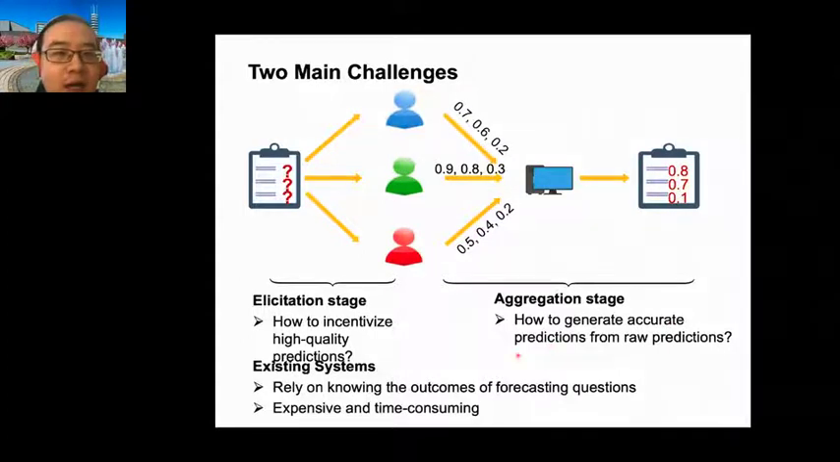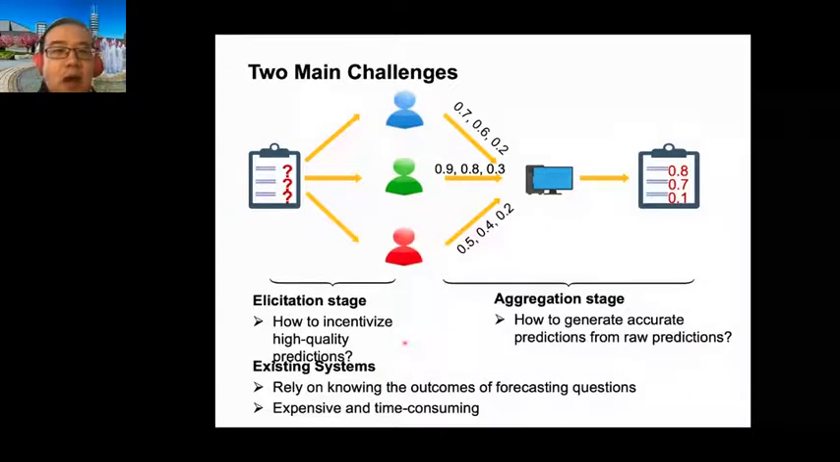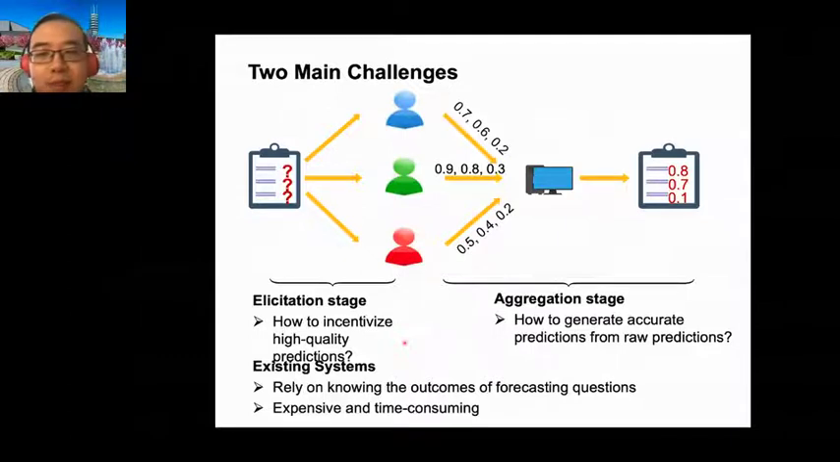When we know the outcomes of the forecasting questions, these two challenges are relatively easy to solve. For the elicitation problem, we could pay human participants according to how close their predictions are to the actual outcomes. This way, the best strategy for a rational human player is to report the predictions they truly believe. And for the aggregation stage, if we have a partial set of forecasting questions with known outcomes, then we can model it as a standard machine learning problem.